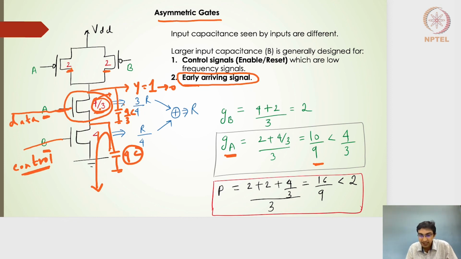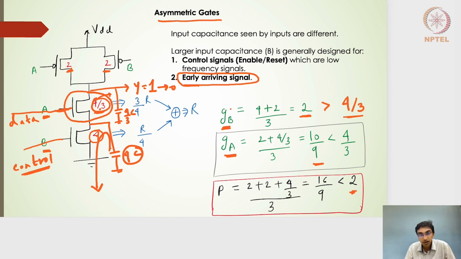What about the parasitic? Because 4/3 is a smaller size, less capacitance gets incorporated into the output node. So we now have 2 plus 4/3, which is 16/9, which is less than the value 2. So both my parasitics and the logical effort, according to the linear delay model, have decreased, where we have compensated in the other transistor, which is B. Naturally, the logical effort of the B transistor is going to increase, because it will be 4 plus 2 divided by 3. It will be 2, which is greater than the 4/3 of the 2-input NAND gate.